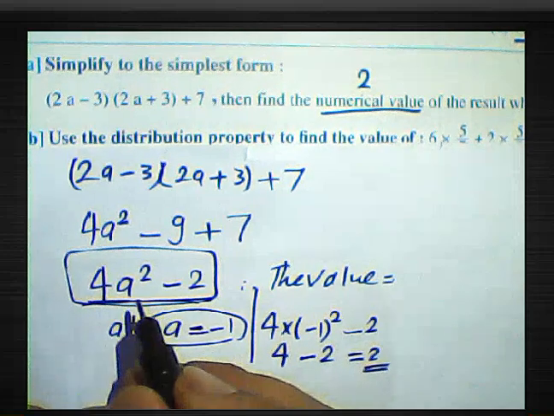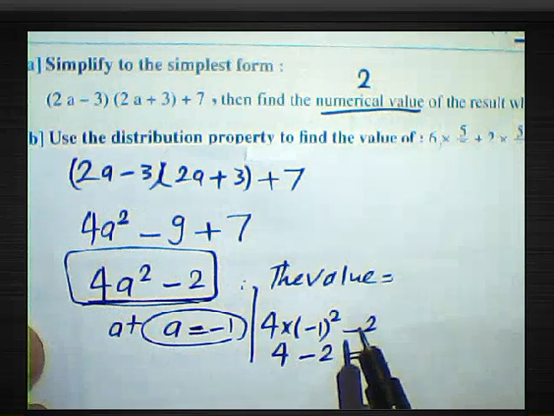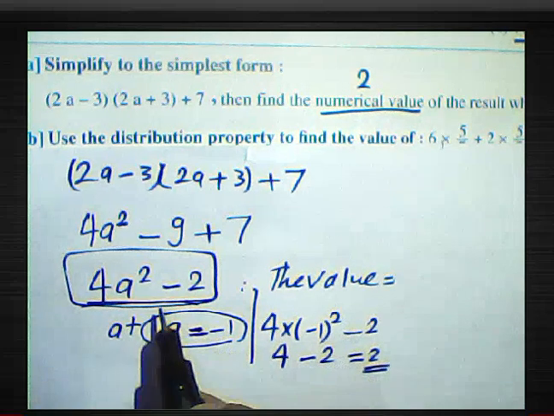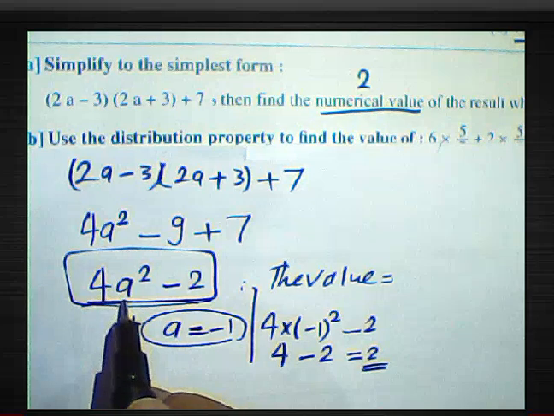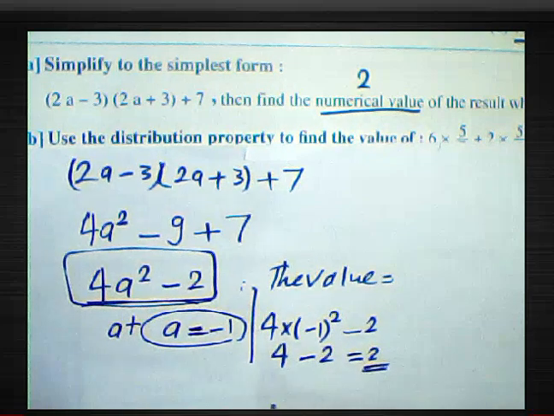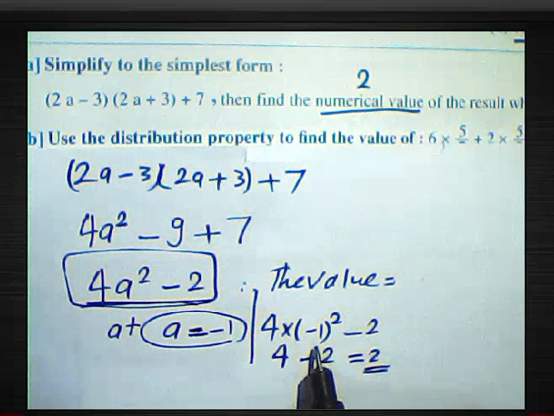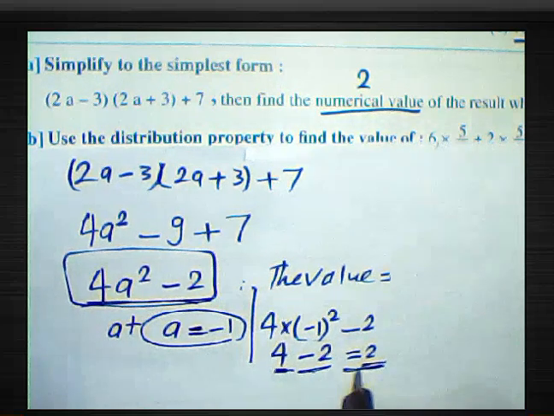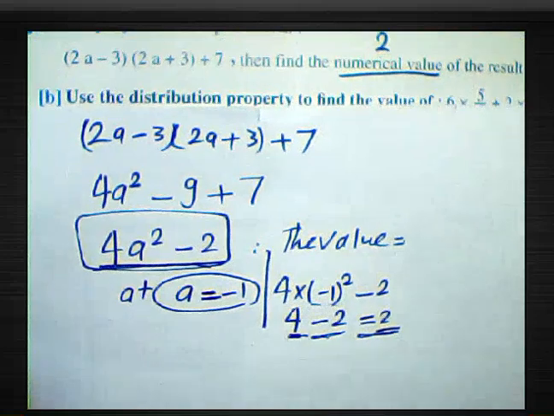The result here is 4a power 2 minus 2, and then we can find the numerical value, but a equals negative 1, so we write negative 1 in place of a. Then 4 multiplied by negative 1 power 2 minus 2 equals 4 times 1, because negative 1 power 2 equals 1. 1 times 4 equals 4. 4 minus 2 equals 2. The result will be 2 for this expression.